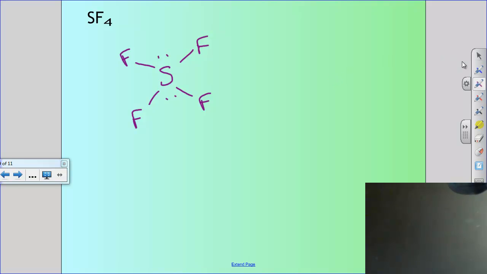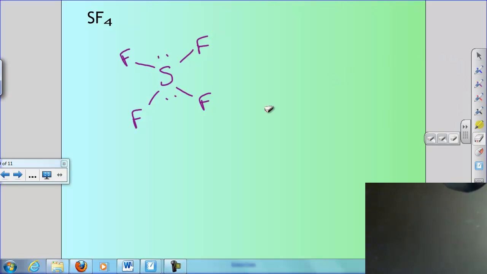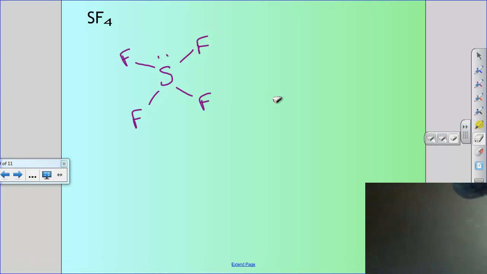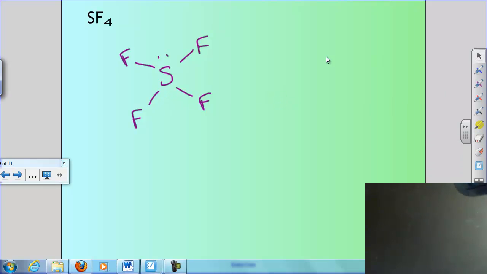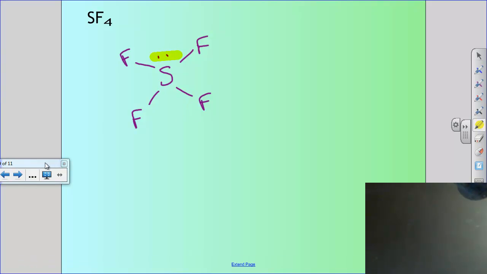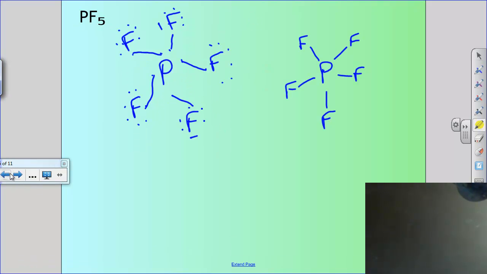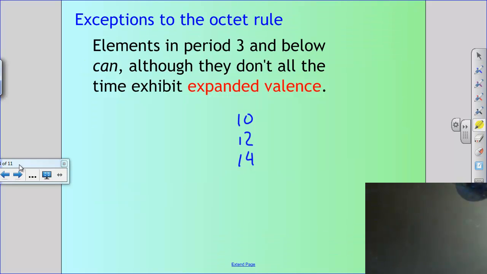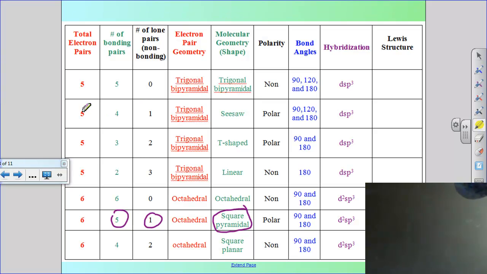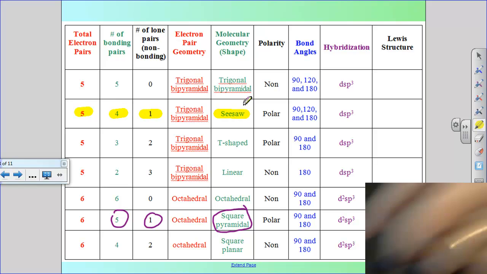Makes pretty good sense. Oh, sorry, actually, I messed that up a little bit. Sulfur has 6 valence electrons, so it ends up looking like this. Somewhat similar to the last one in that there are mostly bonds, and then there's 1 lone pair right there. And so if I go back and look at my chart, I've got 5 total bonds, but only 4 of them are bonding. 1 is non-bonding. You see it leads us to this really interesting sort of shape.